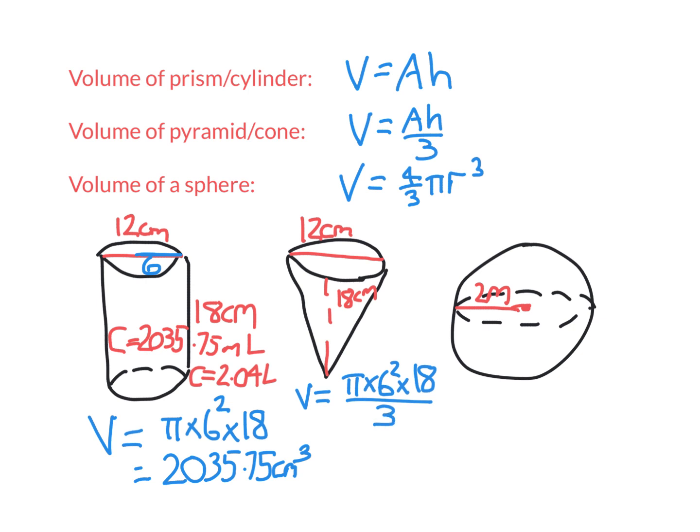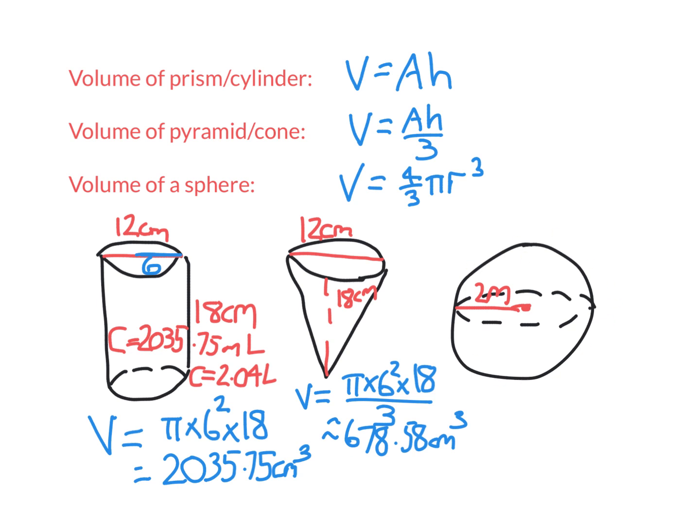So putting that in our calculator, again, I'm going to give it to 2 decimal places. It's about 678.58 cubic centimeters. So that is 678.58 milliliters, which is just under 0.7 liters. All right, let's now look at this sphere.